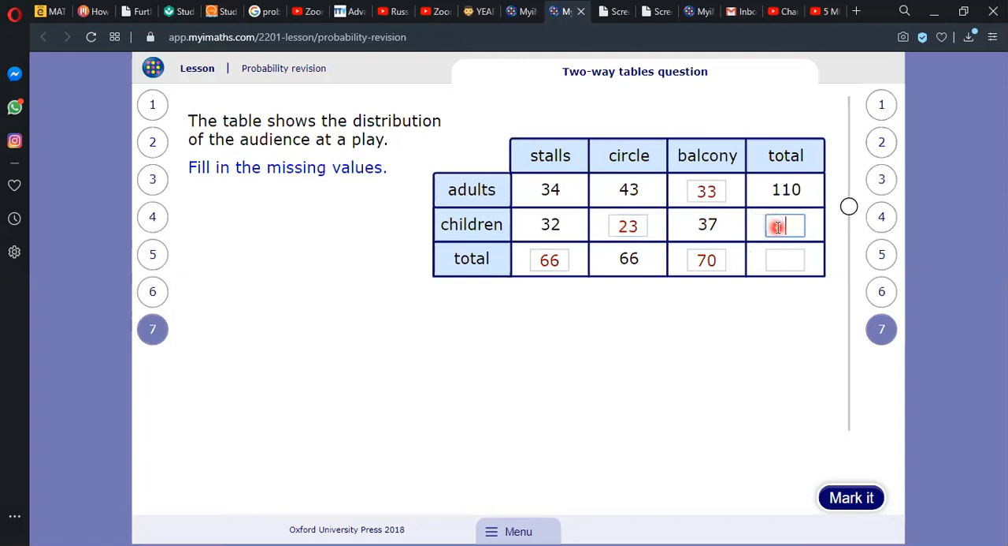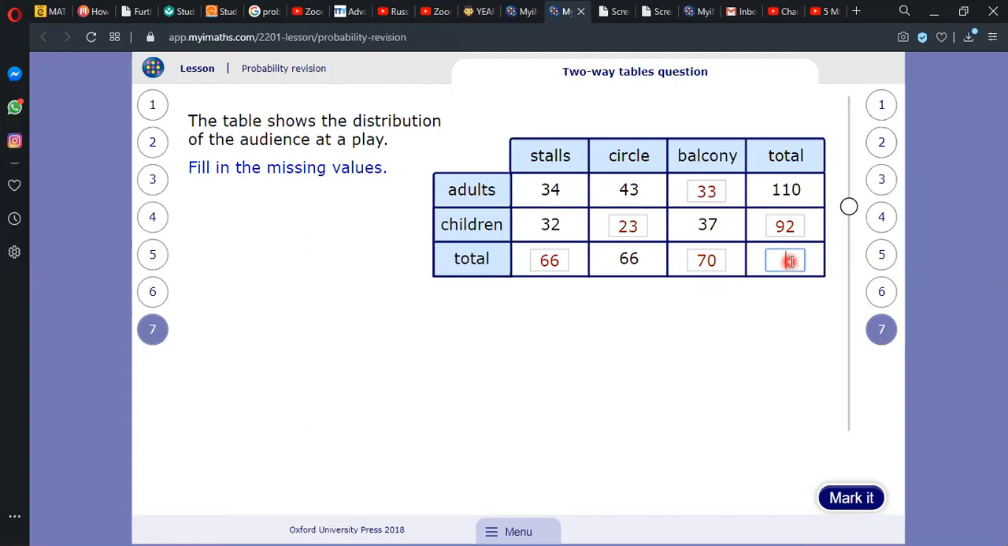And finally, I can get this place now, because 32 plus 23 plus 37 should give me this value here. So if you do 32 plus 23, and then you also add 37, that should give you 92. And then finally, your answer here should be 110 plus 92, or you can do 66 plus 66 plus 70. In that way, this answer must tally for those additions. So 92 plus 110 should give us 202.